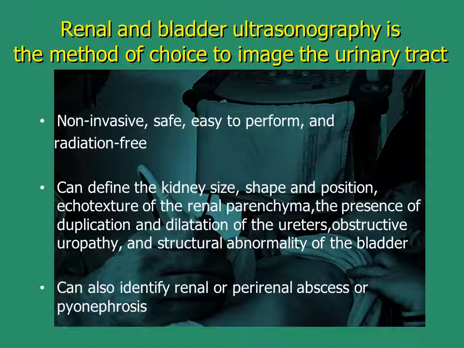A renal and bladder ultrasound can define the kidney size, shape and position, echotexture of the renal parenchyma, the presence of duplication and dilatation of the ureters, obstructive uropathy, and structural abnormality of the bladder. The degree of echogenicity and the sharpness of the corticomedullary differentiation provide clues to the presence of generalized renal disease or local damage. Renal ultrasonography can also identify renal or perirenal abscess or pyonephrosis.